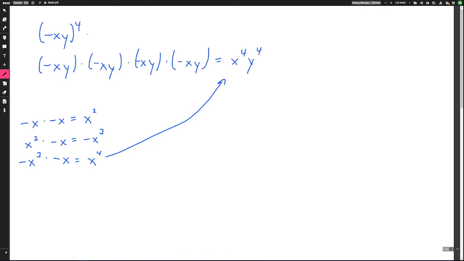So whenever you raise anything to an even numbered power like 2, 4, 6, 8, 10, 12, and so forth, it'll always be positive, because you're going to be multiplying either 2 sets of negatives or 2 sets of positives. That's always going to revert to a positive number, and that's why the negative sign went away. So that's why negative x y to the fourth power gives you positive x to the fourth times y to the fourth.